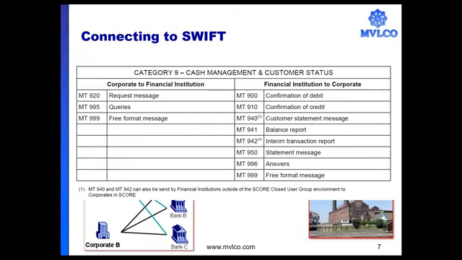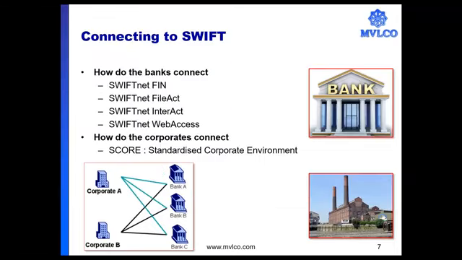So these are the categories of messages which the banks and the corporate can exchange with each other when the corporate is using the SWIFT SCORE, that is, the standardized corporate environment. This is point 1. I'll be discussing category 1, category 2 and category 9 today. Let me explain the details of these messages at a later point of time.